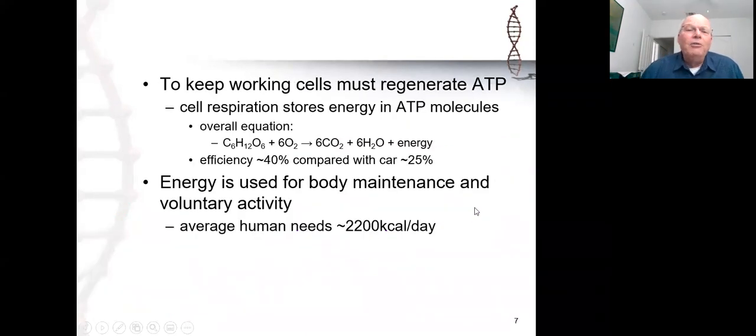So here is the overall chemical equation for cell respiration. C6H12O6, that's glucose, plus oxygen gives carbon dioxide, plus water, plus energy. And this is an equation that you need to know. You ought to be able to write this out from memory, blindfolded, without even having to stop to think about what is the equation for cell respiration. It should be second nature to you.